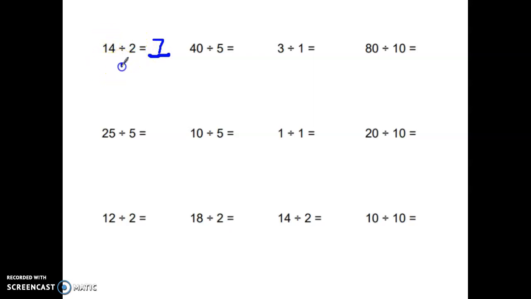So if you were thinking about it with our triangle, 14 would be at the top, and then 2 would be in a corner, and you'd be missing that other corner. And so if you think about it, 2 times what is 14? Well, 2 7s equals 14. So that's strategy number 1, fact families. I'm just going to put FF because it takes me so long to do that.